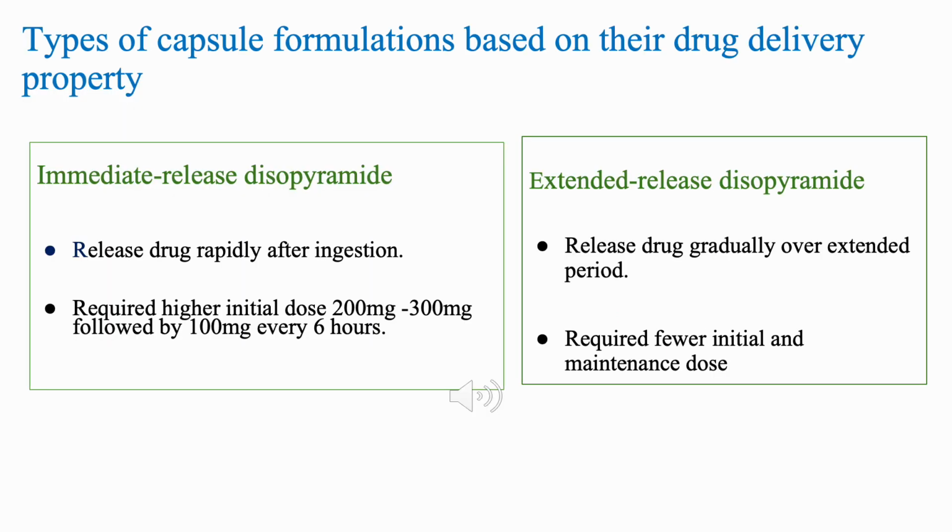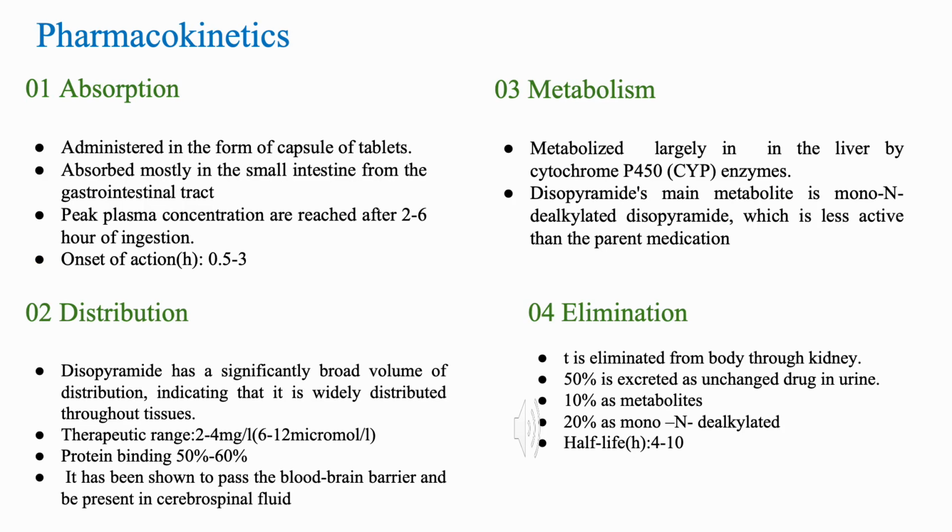There are two types of capsule formulations based on their drug properties: immediate release and extended release disopyramide. In immediate release, drugs are released rapidly and require a higher initial dose, whereas in extended release, drugs are released slowly and no initial or maintenance doses are required. Disopyramide is usually administered orally in the form of capsule or tablets.